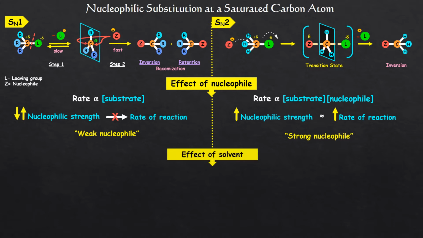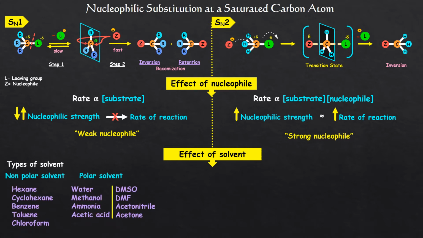Now the last factor is the effect of solvents. First, let us get a quick glimpse of the solvents to properly understand this concept. We know that there are two types of solvents, polar and non-polar. In non-polar solvents, net dipole moment is 0, while polar solvents have some net dipole moment, so mu is not equal to 0. So they have some partial charge.